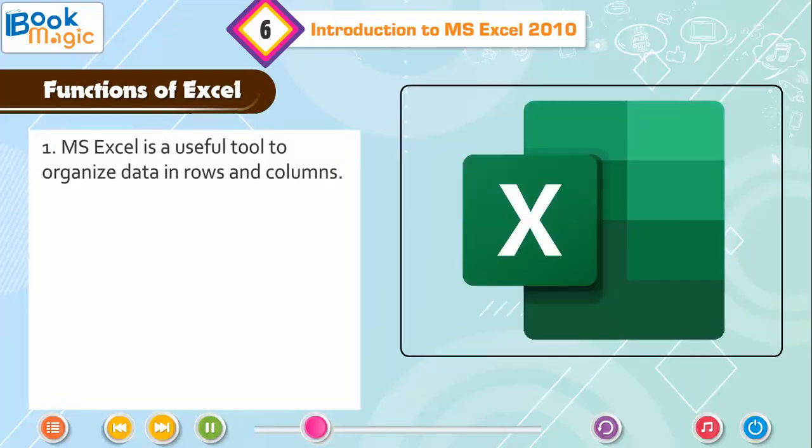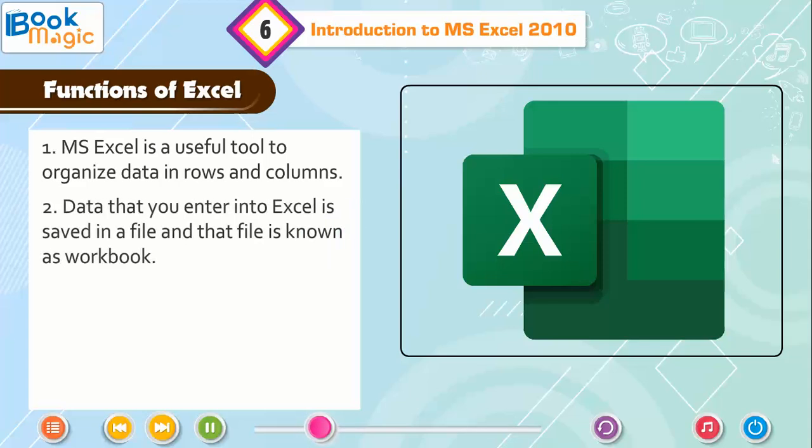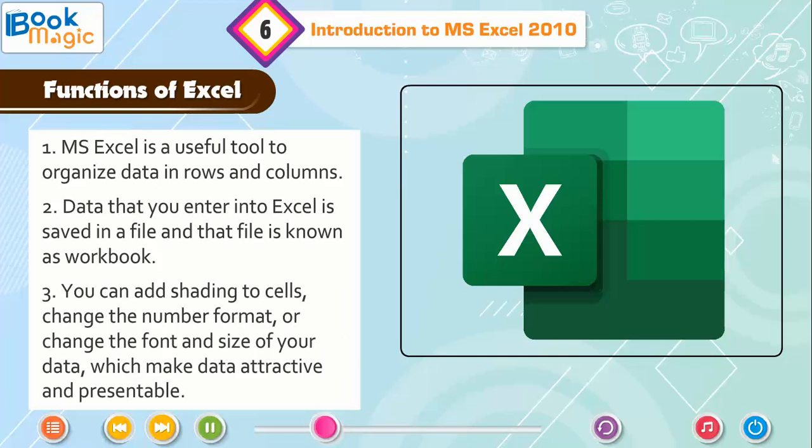Functions of Excel. 1. MS Excel is a useful tool to organize data in rows and columns. 2. Data that you enter into Excel is saved in a file, and that file is known as a workbook. 3. You can add shading to cells, change the number format, or change the font and size of your data, which makes data attractive and presentable.